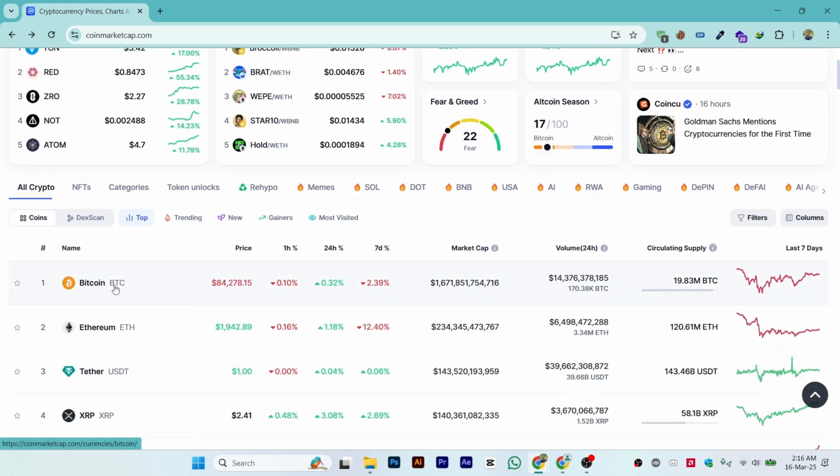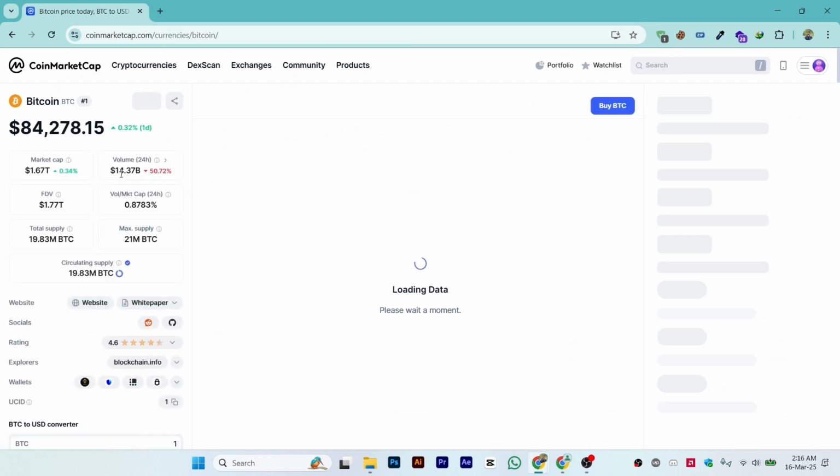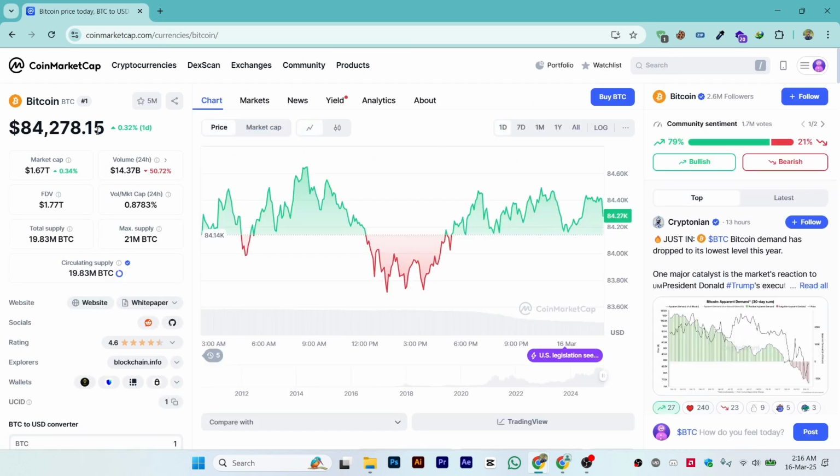As you can see, let's say I click on Bitcoin and I want to check the current rate of Bitcoin, and here is the market cap. If you want to check what market cap is, this is the detail of what market cap is, and the volume of 24 hours, FDV, volume to market cap, 24 hours, max supply, total supply and circulating supply.